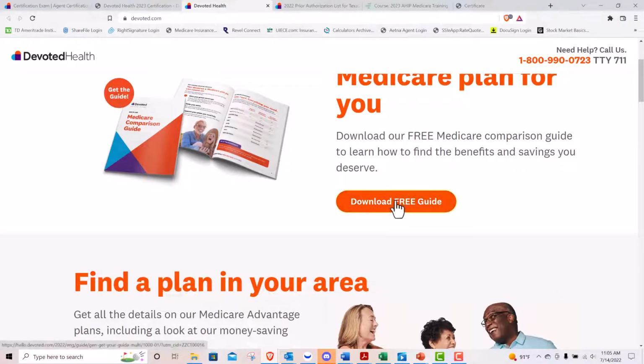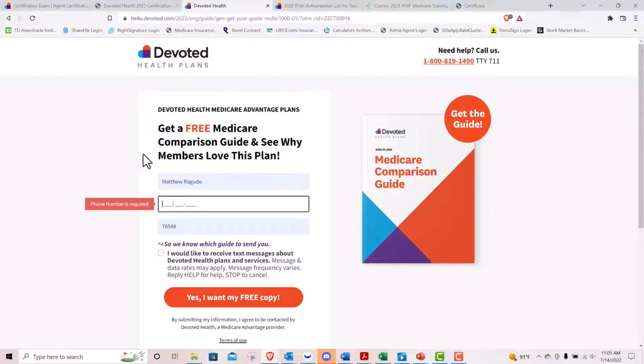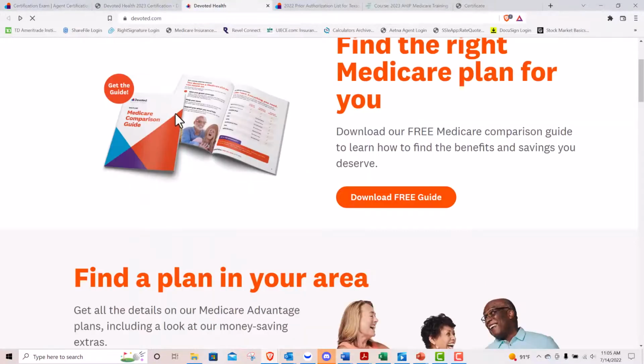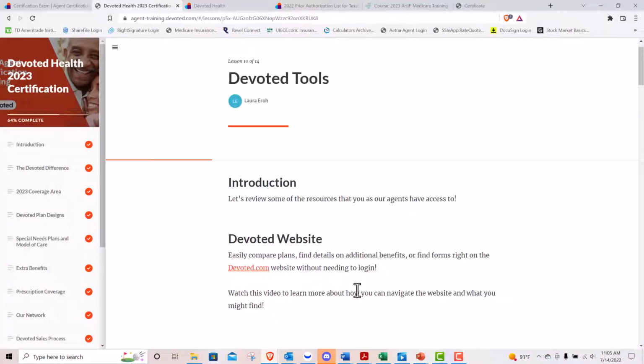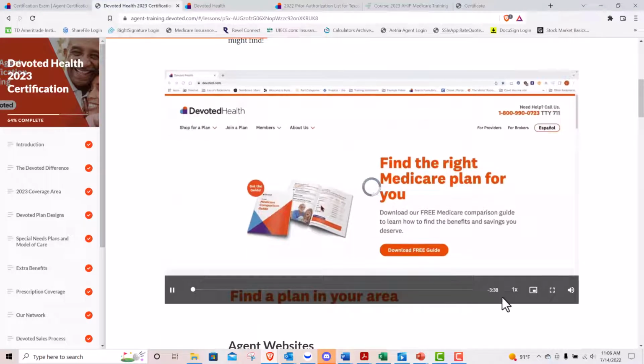Let's see, download your Medicare guide. I guess if I do this, they're going to send me all kinds of stuff. So you know what? Oh God, I got to put my phone number. They're going to call me. So you know what? I am not going to do it. Hopefully they can just mail it to me or email it to me. Let's watch the video. Like I jumped the gun. And as you know, I don't listen to things.